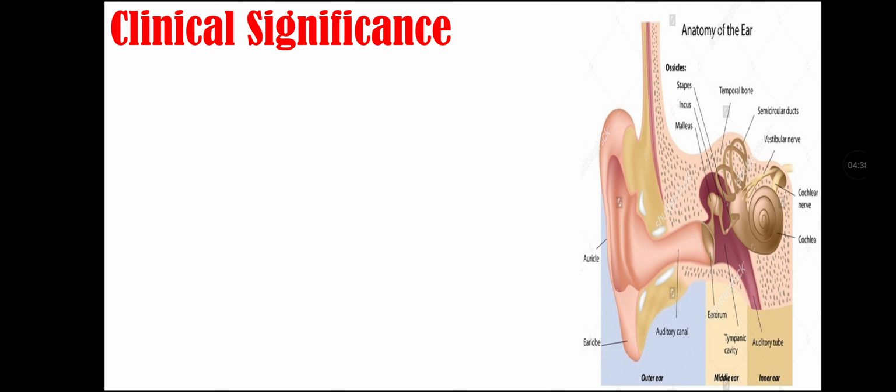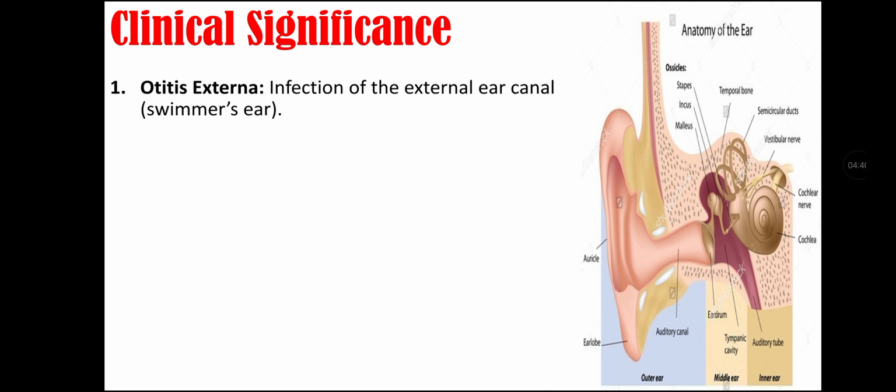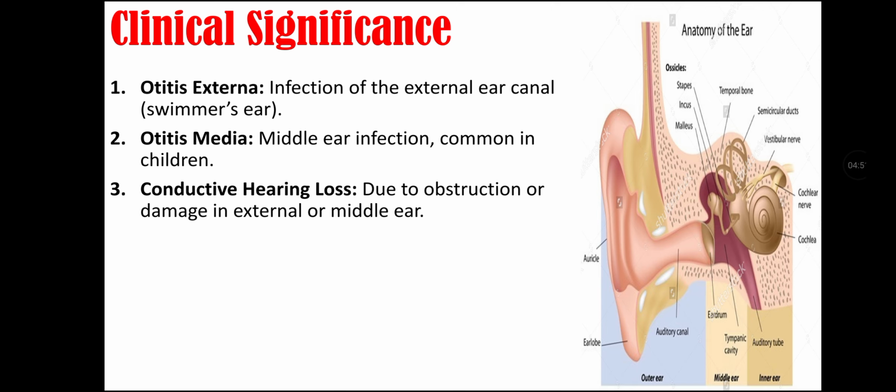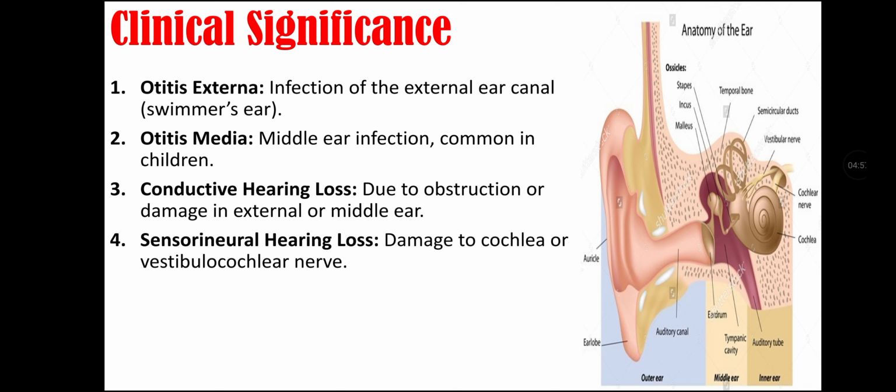Clinical significance of ear. First is otitis externa, that is infection of external ear canal, that is also called as swimmer's ears. Second significance is otitis media, that is middle ear infection and it is common in children. Third significance is conductive hearing loss and it is due to obstruction or damage to external or middle ear.